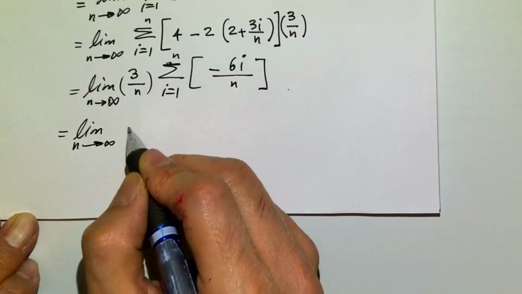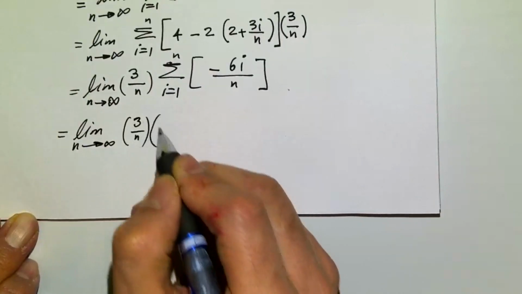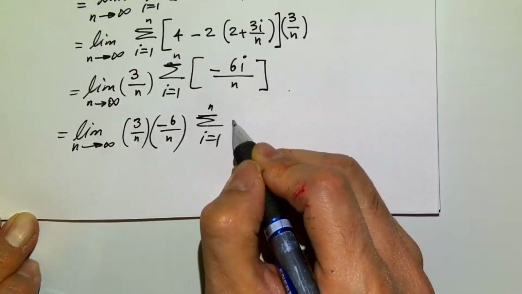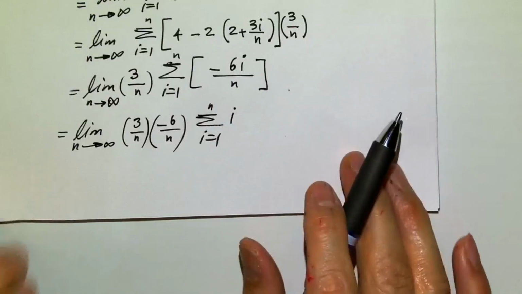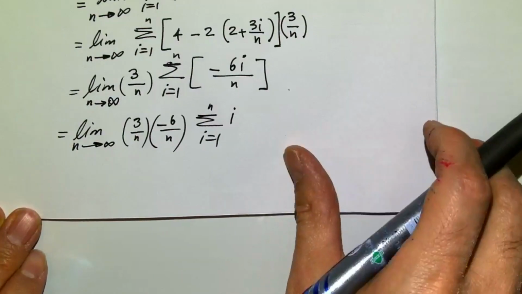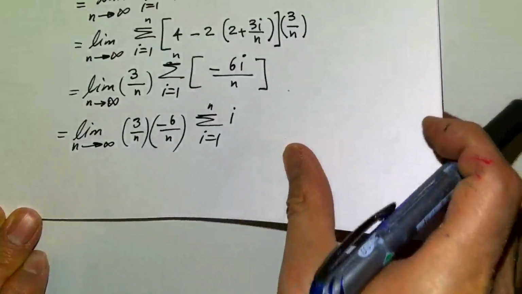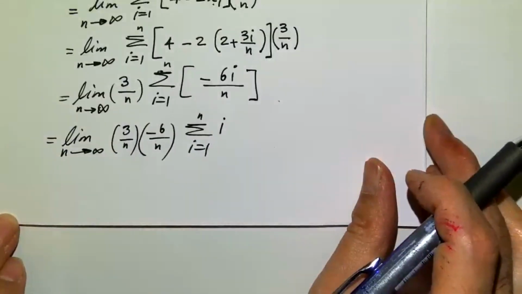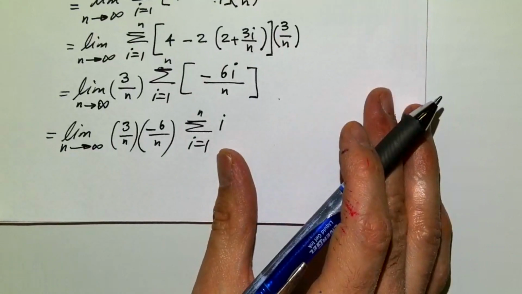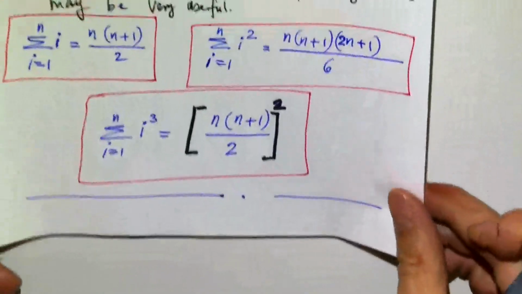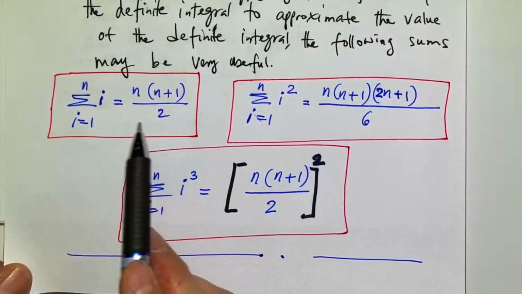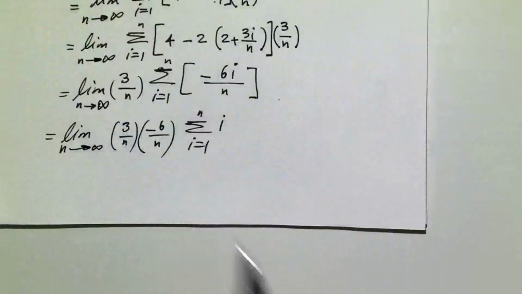Limit as n goes to infinity of 3 over n times minus 6 over n of the sum from i equals 1 to n of i. So now recall, I was hoping maybe I can still fit it on this one page. Hopefully I can. So recall this piece, right? We just mentioned it. That piece is equal to n times n plus 1 over 2. So that's where we can use that.